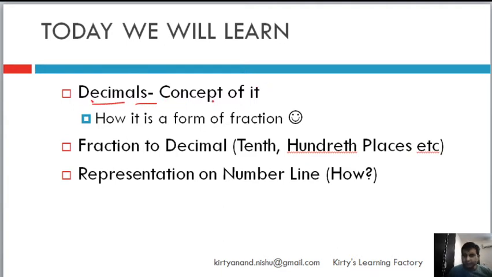The concept of decimals is also the same, and we'll talk about why we call it decimals and how it is a form of fraction. Because if there is a fraction, there's got to be a decimal. If there is a decimal, there's got to be a fraction. So for every decimal, there is a fraction, and for every fraction, there is a decimal. For every decimal, there might not be a fraction. That's one type of decimal for which only the closest or nearest fraction will exist.